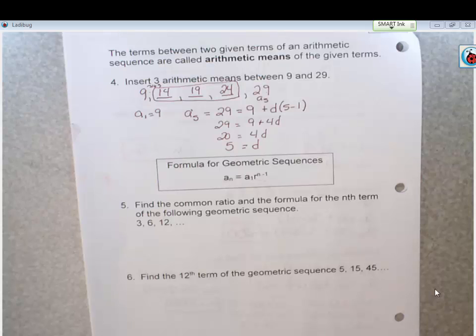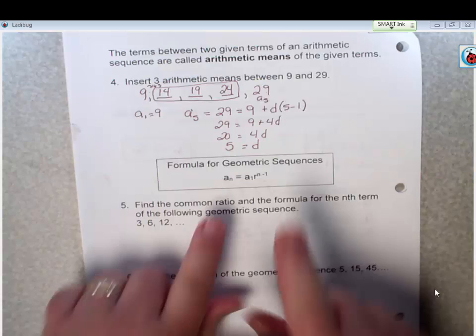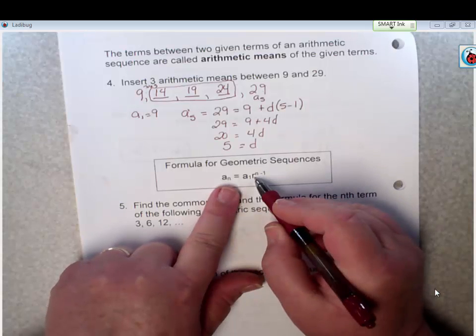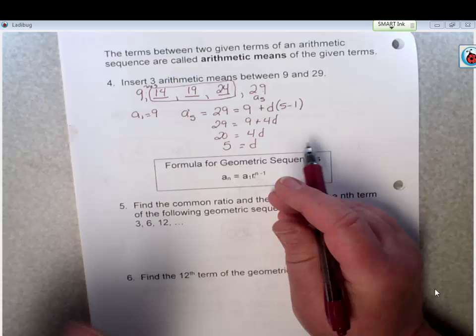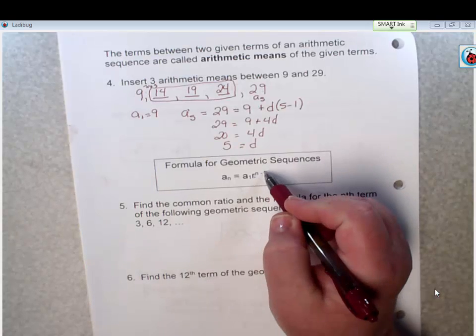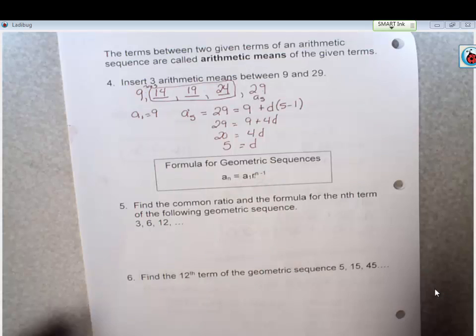Okay, so find the common ratio and the formula for the nth term of the following geometric sequence. So this is basically what we just did, right? These three questions are going to be like what we just did, except we're doing it for geometric versus arithmetic. You'll notice the formula is a bit different as well. No more d, we have r. We're multiplying instead of adding. We still have the n-1 idea, but it's an exponent rather than a factor.